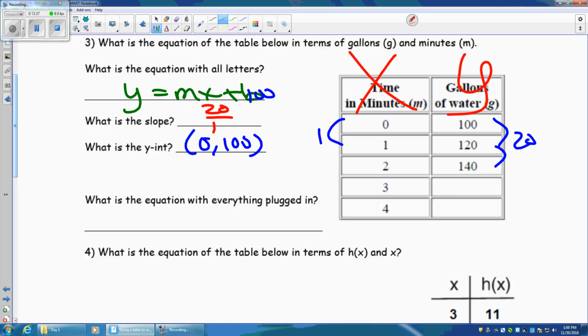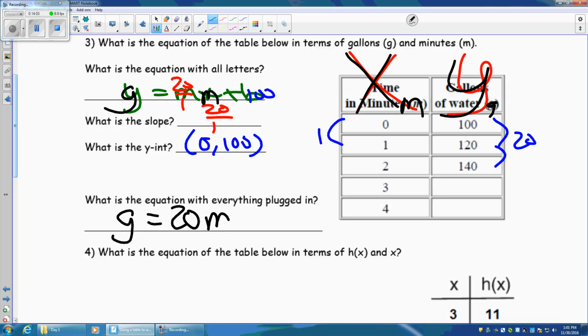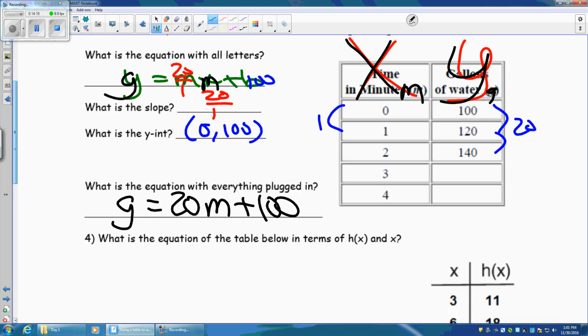So that being said, now what can I put on top of the x? Like, what should I be putting there? And why don't I put the 20 over 1 and the 100? Why don't I put on top of the x an m? And on top of the y, a g. So my final answer should be, with everything plugged in, g is 20m plus 100. That's a perfect equation. That's basically as hard as it's going to get for us tonight.